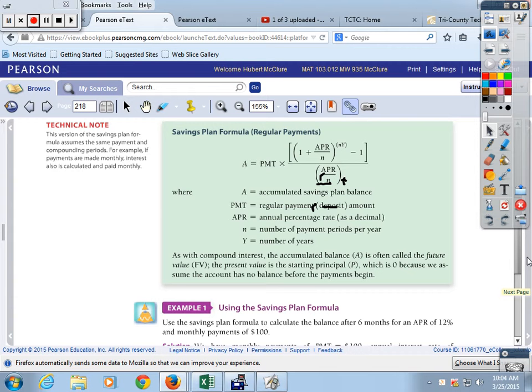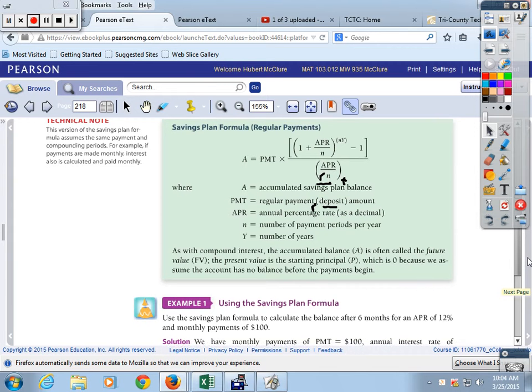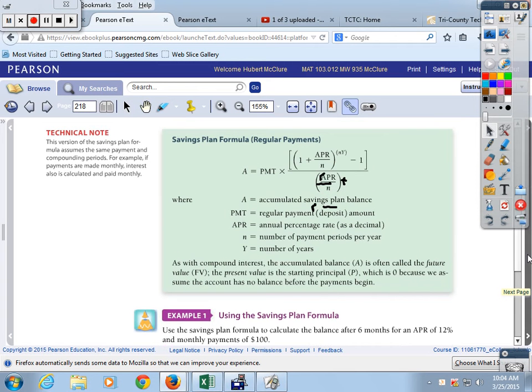It says use the savings plan to calculate the balance after 6 months for an APR of 12% and monthly payments of $100. Now notice it says 6 what? 6 months is a half of what? So your T would be 0.5.